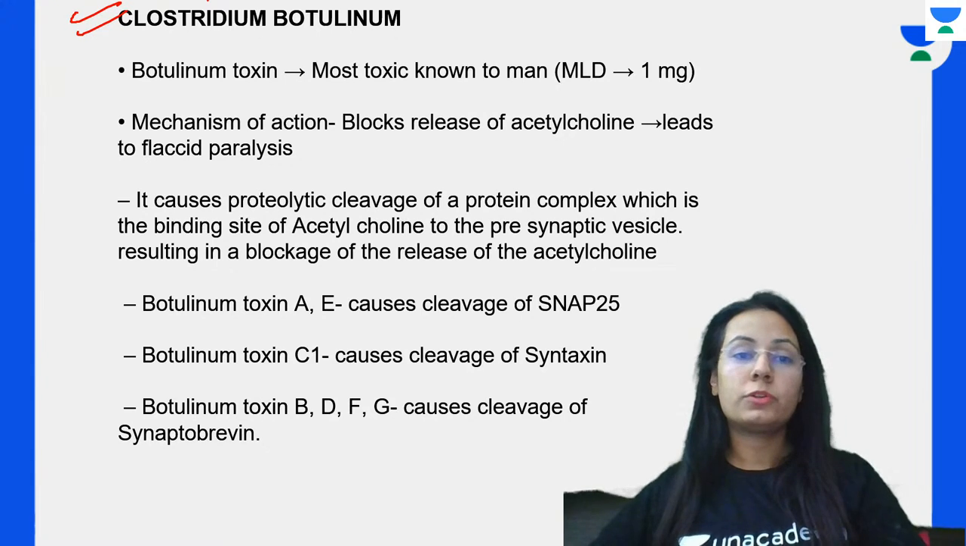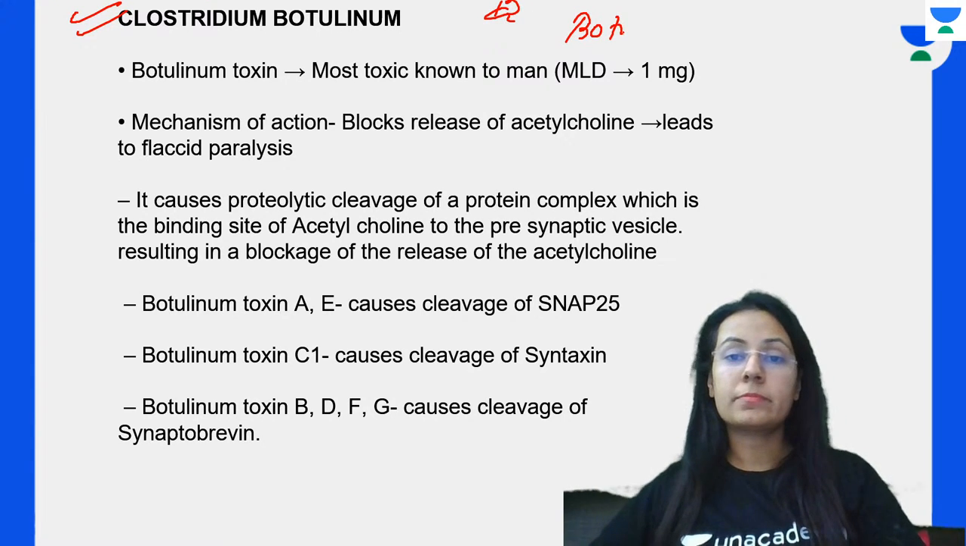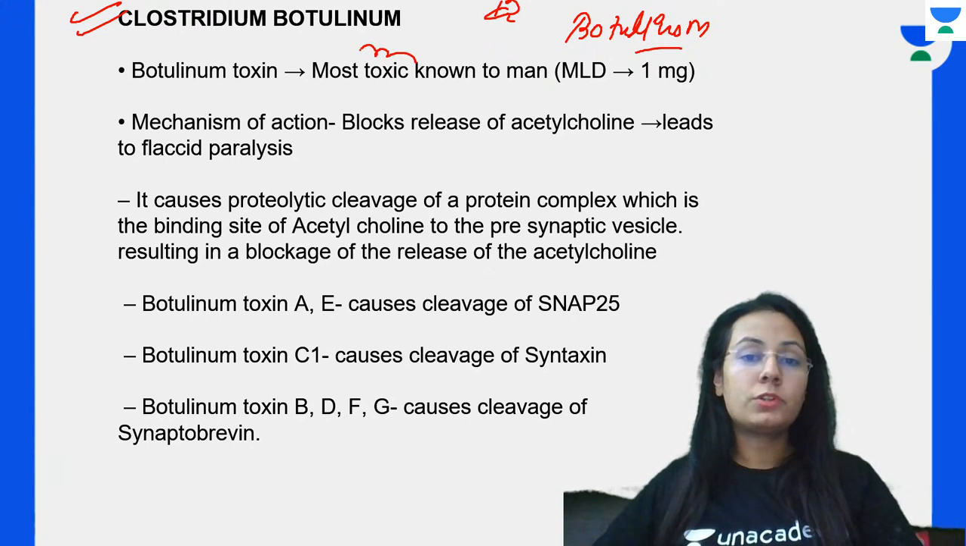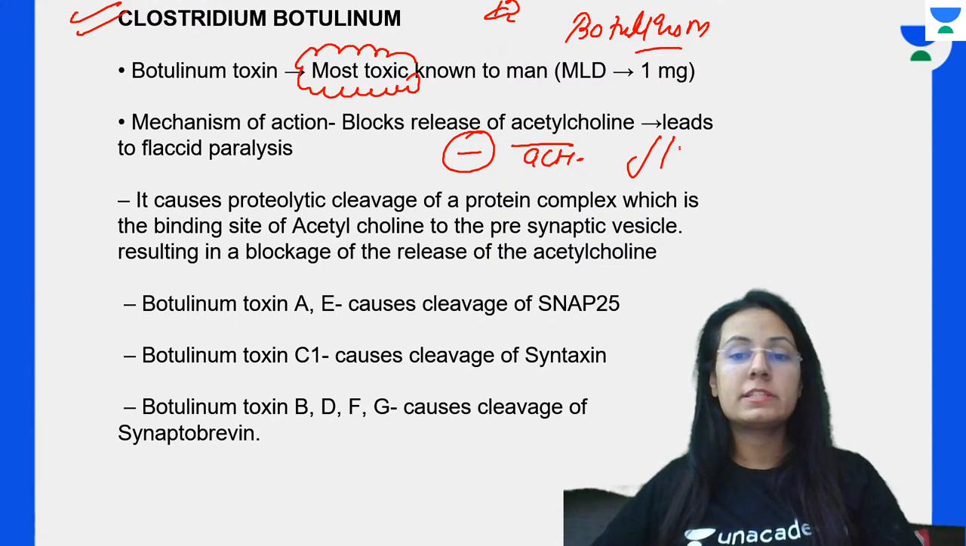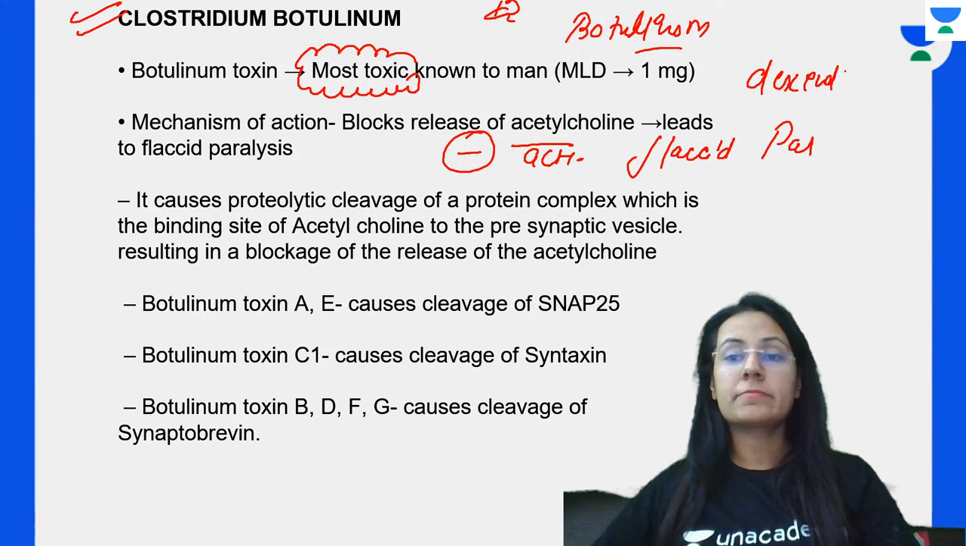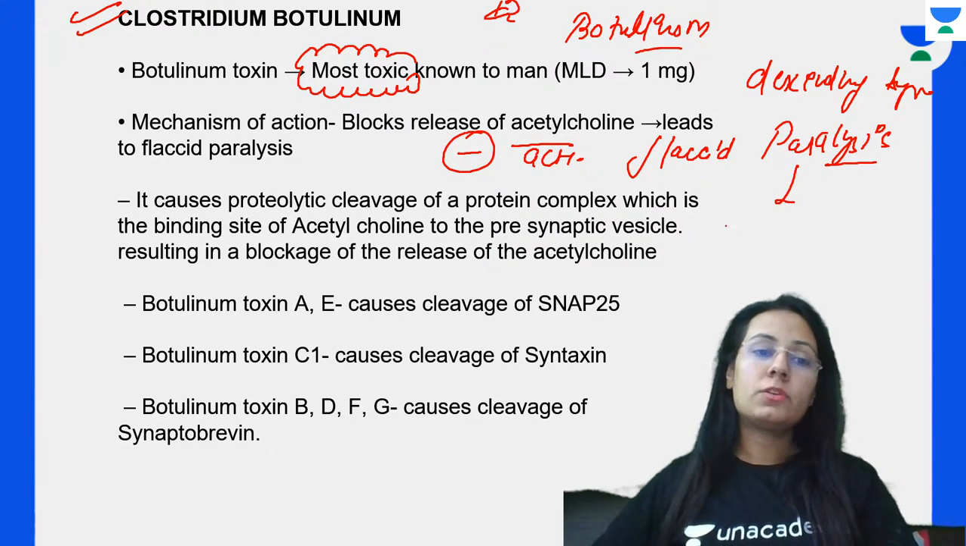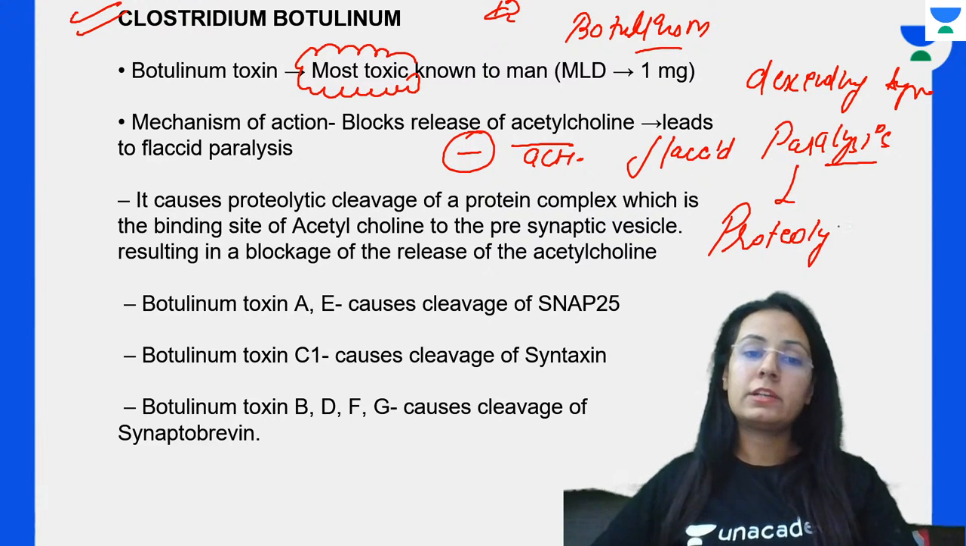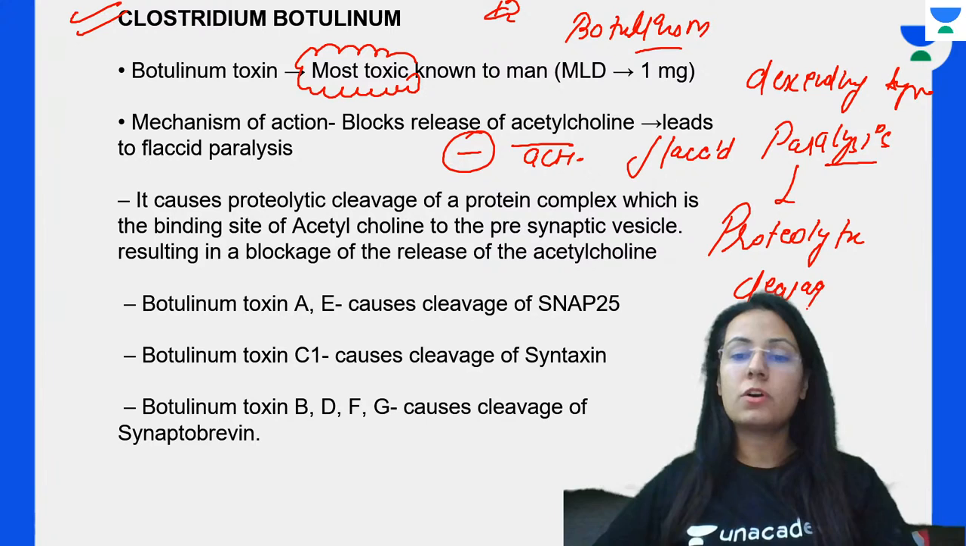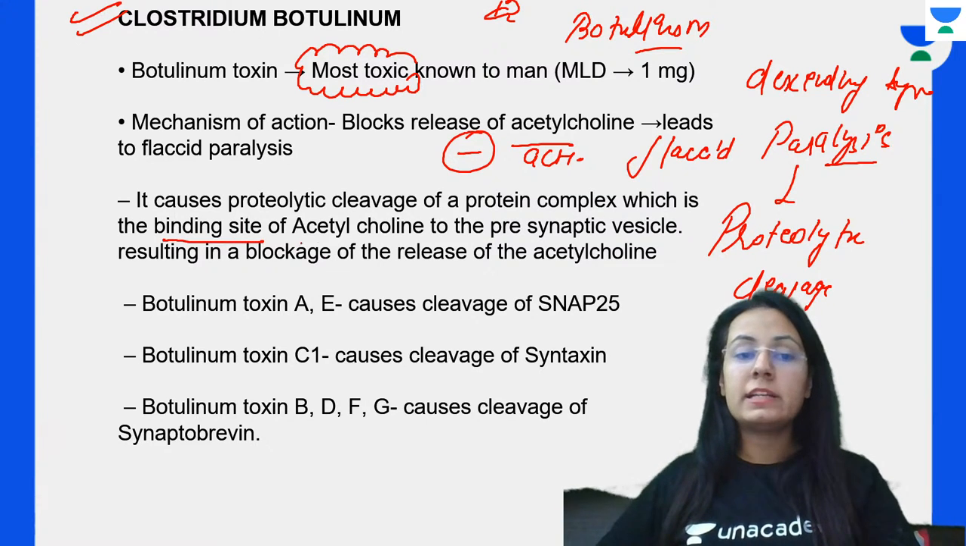Now, coming to Clostridium botulinum. Botulinum toxin is the most toxic known to man, and it blocks the release of the neurotransmitter acetylcholine, causing what? Descending symmetrical flaccid paralysis. Okay, what does it do? It causes the proteolytic cleavage of the protein complex, which is the binding site of the ACh.